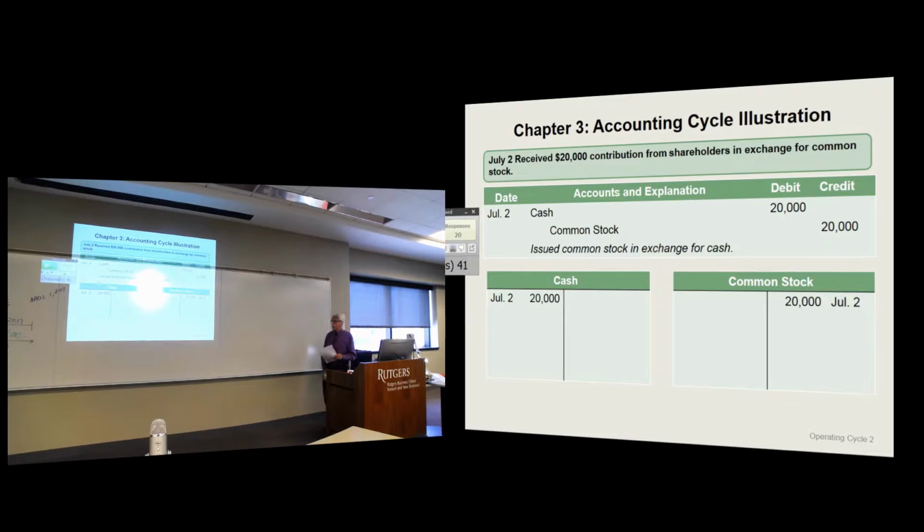So let's take the first. We had investors that gave us $20,000. We issued common stock. We debit cash, we credit common stock. Asset cash goes up. Common stock is an equity account. Cash goes up by a debit, the common stock goes up by a credit. We then post them to the T accounts, as you can see. So the cash gets posted as a debit to cash, and we credit common stock. Any questions on that entry?